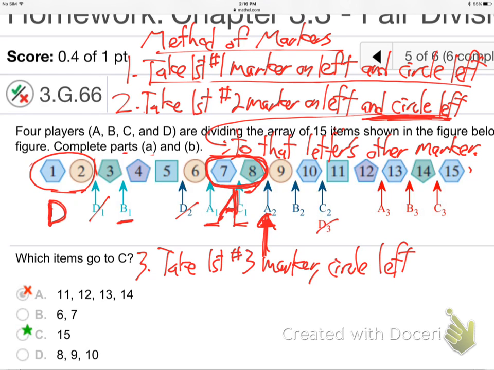A and D have received their candy. They're out of the game. They've been given their fair shares. And so we don't think about their markers anymore. Their markers are removed from the game. Right? So remove A's markers. So with A and D removed, what's the first number 3 marker? Which letter is the first number 3 marker on the left?